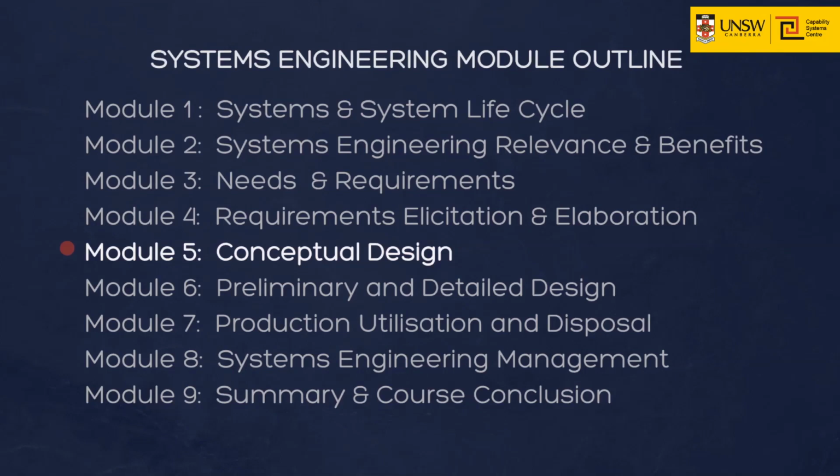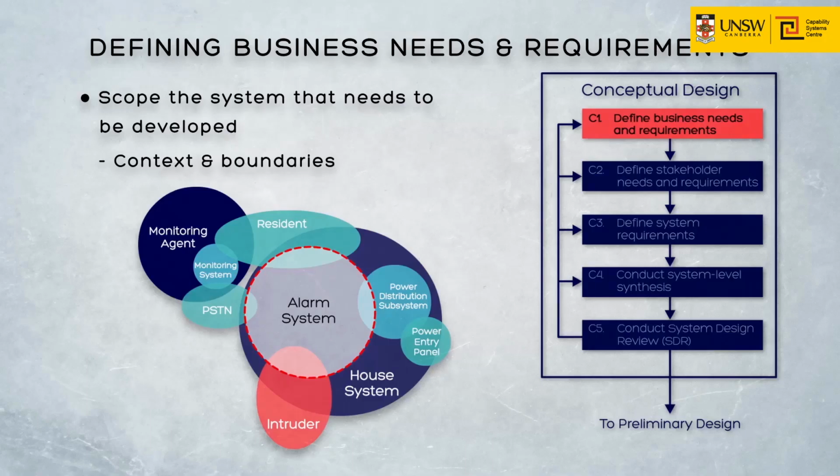Next, we examine conceptual design, where we investigate how business needs and requirements and stakeholder needs and requirements are translated into a system-level understanding of the requirements of our system. This understanding will tell us what the system needs to be able to do, how well it needs to perform, and what other systems it needs to interact with in order to meet the stakeholder and business needs and requirements. We then have a look at the concept of system-level synthesis, where we make some high-level design decisions before reviewing our work in preparation for the core design effort normally associated with preliminary and detailed design.